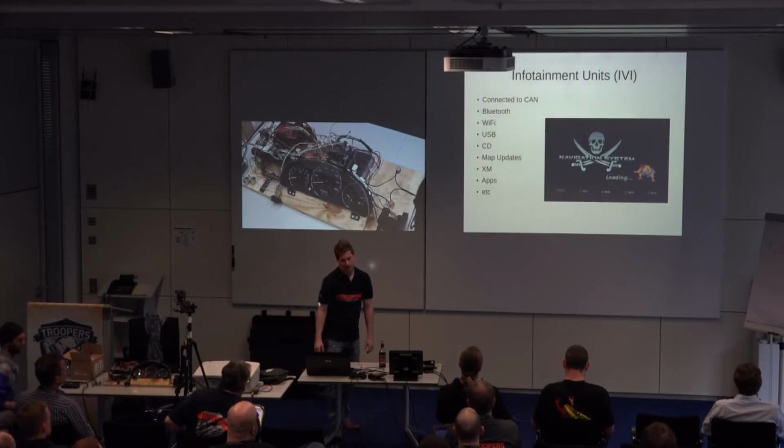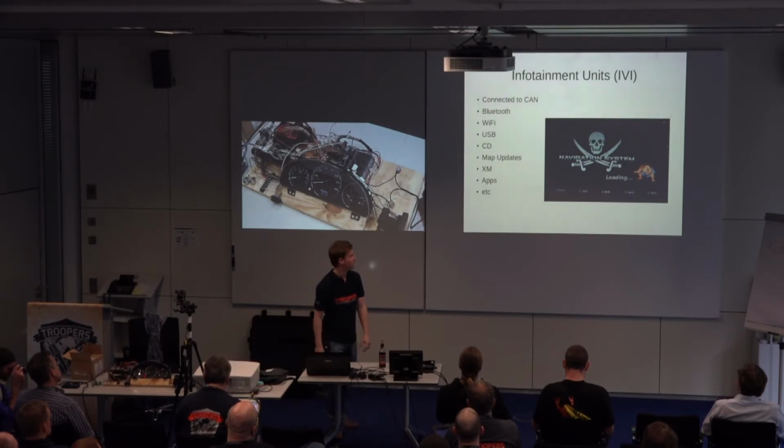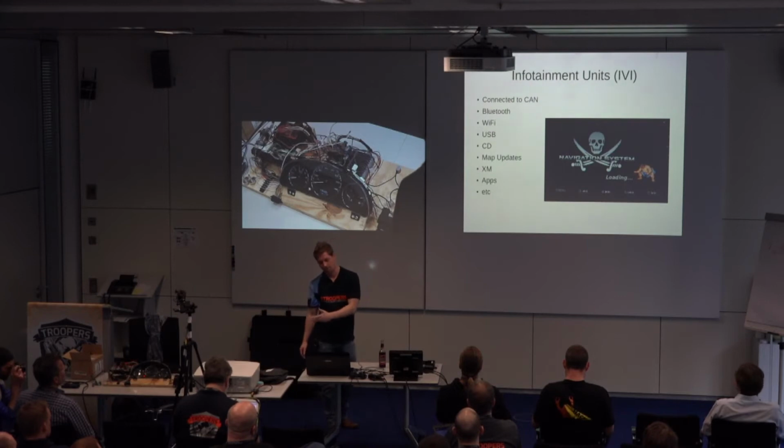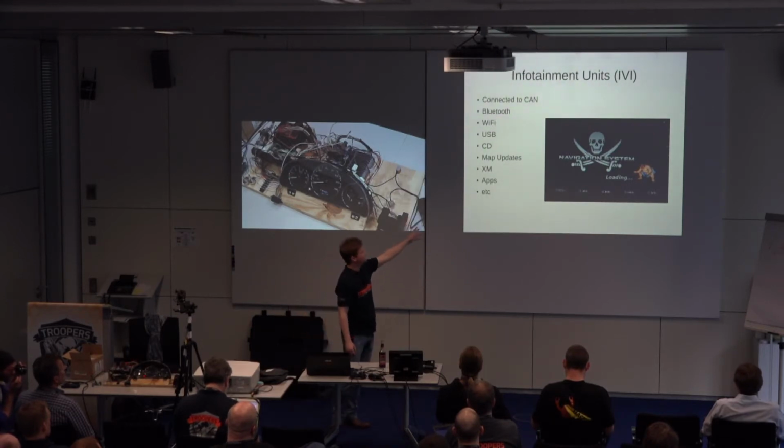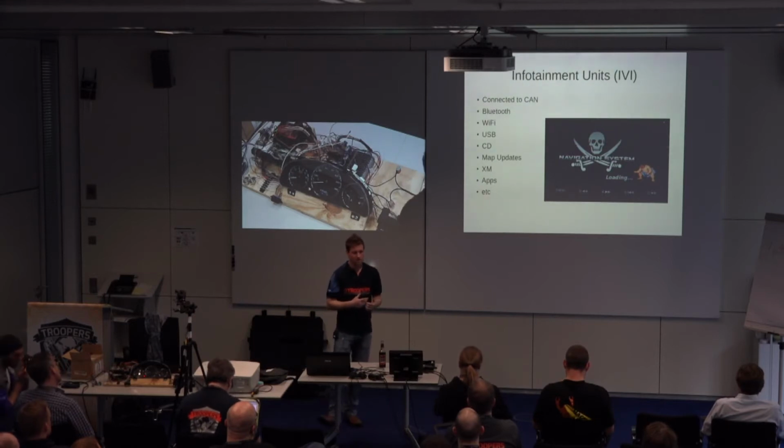So a big area of research from a security perspective tends to be the infotainment units, or IVIs, which just stands for in-vehicle infotainment. Mainly because they typically have all these other functionalities. They're typically connected to CAN of some type. It could be a different bus, but that's usually CAN. There's Bluetooth, Wi-Fi. So a lot of your attack surface is going to be this guy.